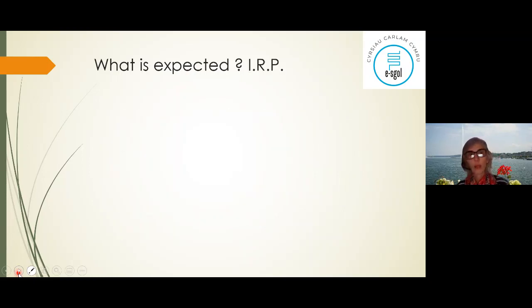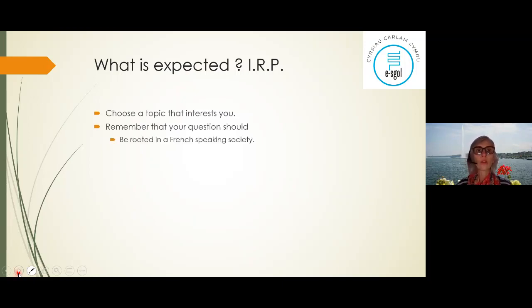So next, again, what is expected for the IRP more specifically. For the IRP, you have to choose a topic that interests you. So you certainly have done it already, and you're working on it. You have to remember that your question should be rooted in a French-speaking society. So it interests you, but it has to be linked with a French-speaking country.